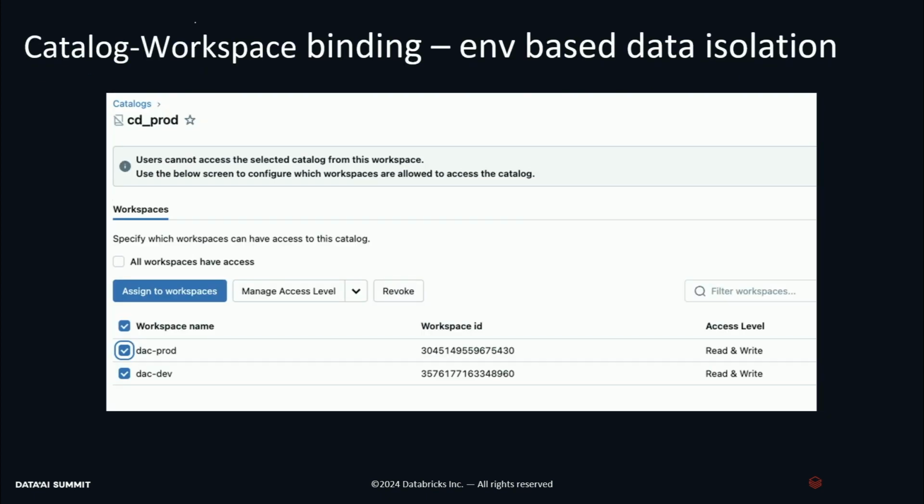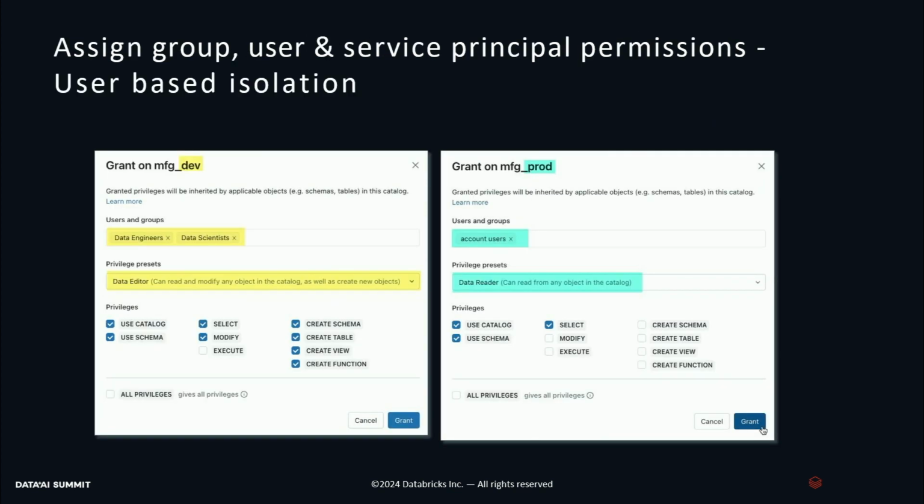Now, once your catalog is created, you are going to bind it to various workspaces. As soon as a new catalog is created, by default, the 'all workspaces have access' checkbox is enabled. That means all your workspaces would have access to this catalog by default, but if you want to ensure environment-based data isolation, you have to disable that, and make sure that you attach it only to the workspaces from which you want this catalog to be accessed.